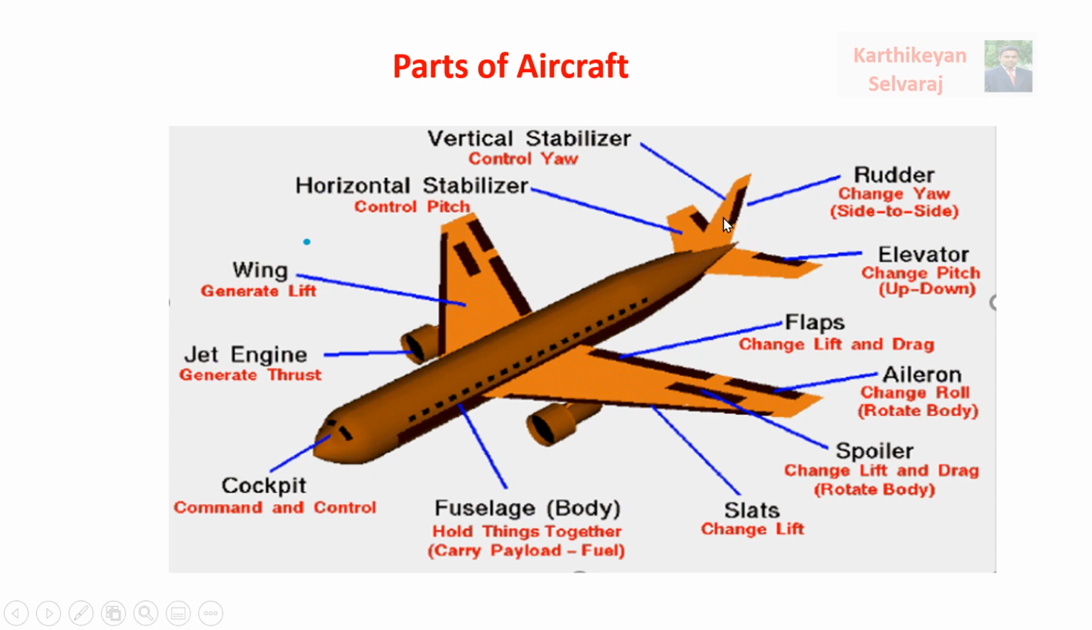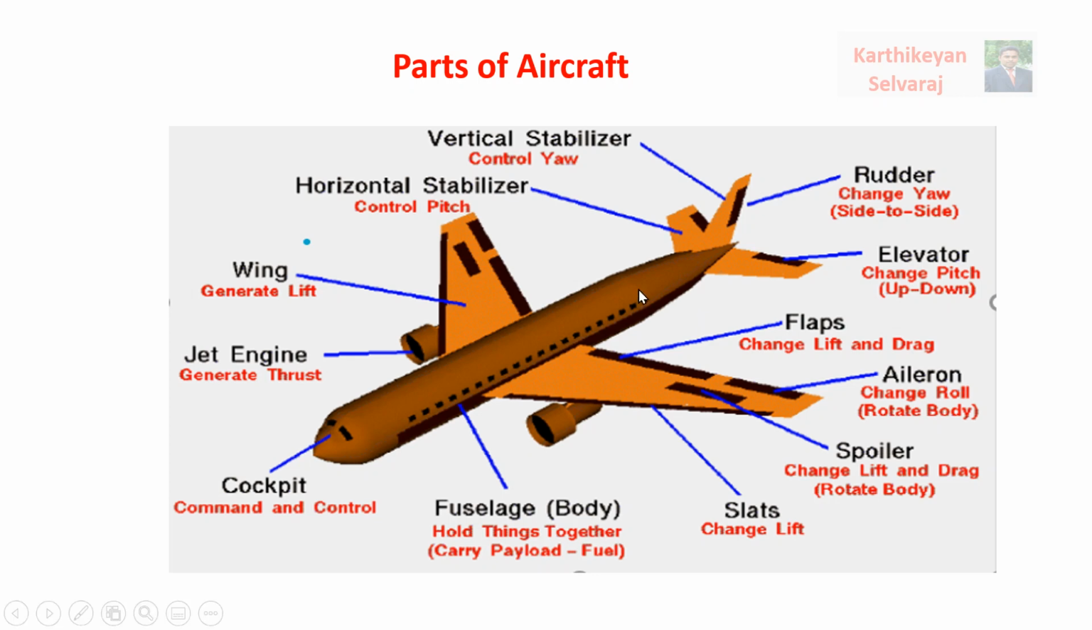Okay, so in this picture landing gear is not available. So these are all the major components: cockpit, fuselage, main wing, horizontal stabilizer, vertical stabilizer, and landing gear. Then when you come to the control surfaces, there are two types of control surfaces available: the primary control surface and the secondary control surface.